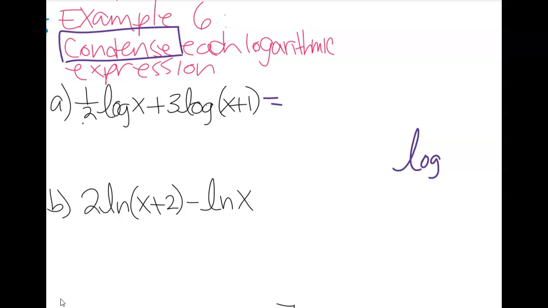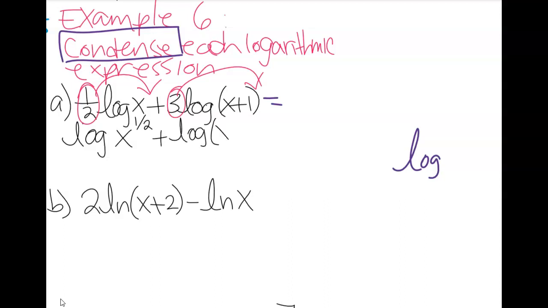So the first example, we do not have a base. We know it's a base 10. We don't need to write it, but we need to verify that it's the same. So what I'm going to do first is apply the power property in reverse, like that. So, and also with the 3 here. And so we will get log of x to the power 1/2 plus log of x plus 1 to the power 3. That's what we will have. So the power property was used in reverse.